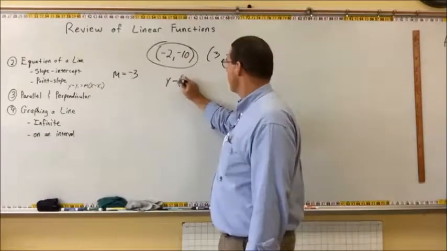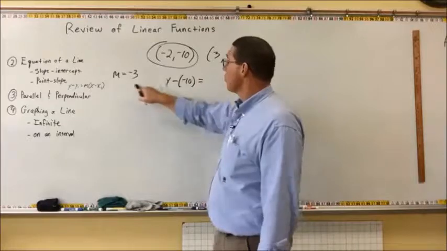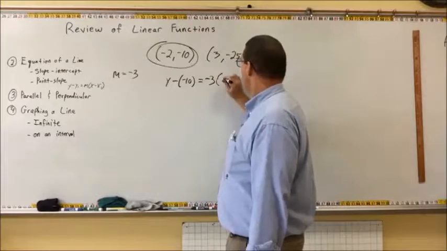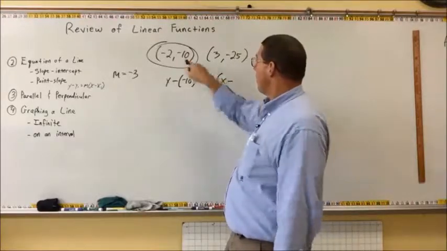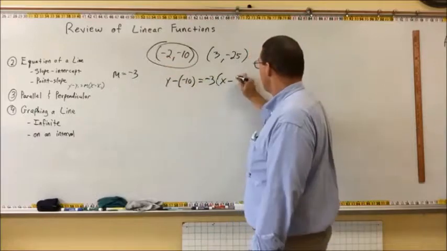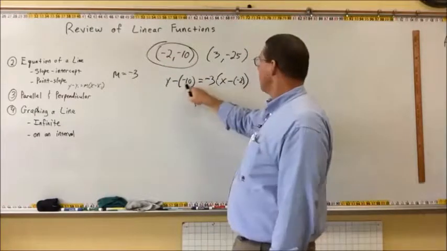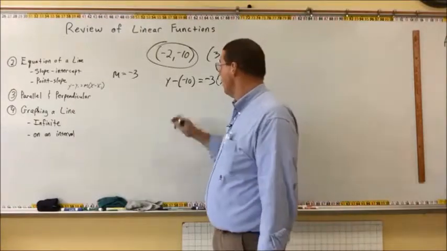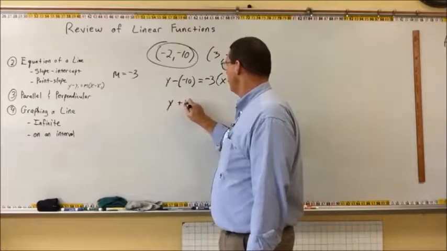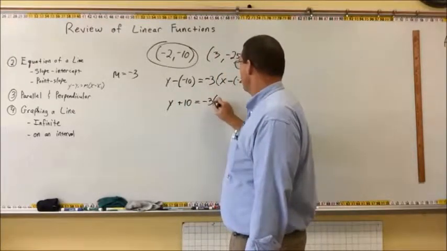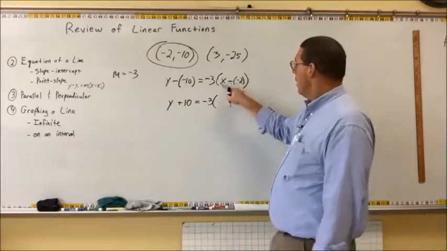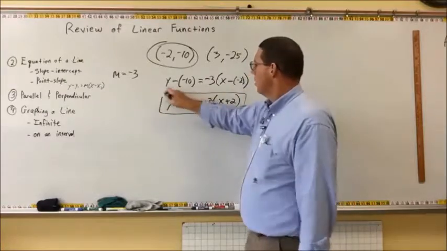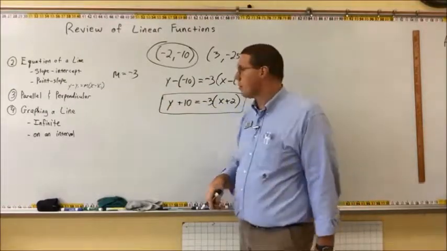Okay, so y minus negative 10 equals slope, negative 3, times x, that's a negative by the way, x minus the x value that goes with the negative 10, which is negative 2. So we'll put that in parentheses, negative 2. And now look, the reason I put it in parentheses is because we have a negative negative. Well, what does negative negative mean? It means plus, right? So we'll go y plus 10 equals negative 3 times x negative negative again, x plus 2. And this is, there we go, there's our point-slope form. We're done. That's the point-slope form of a line.